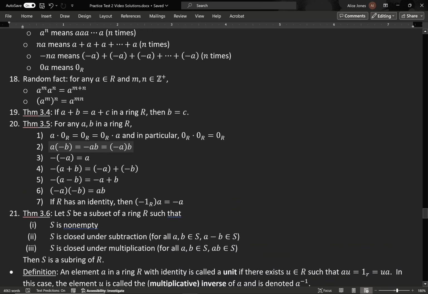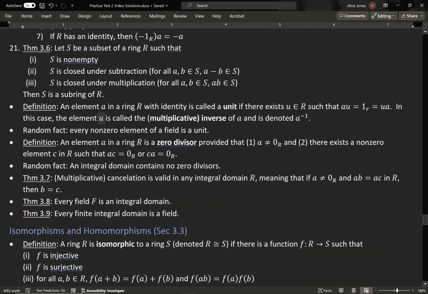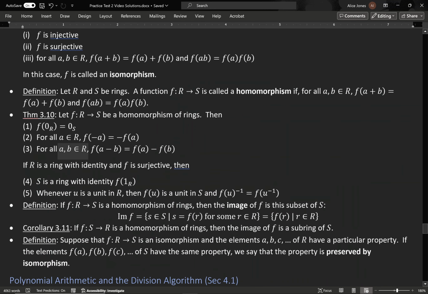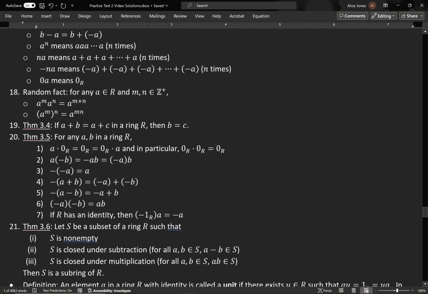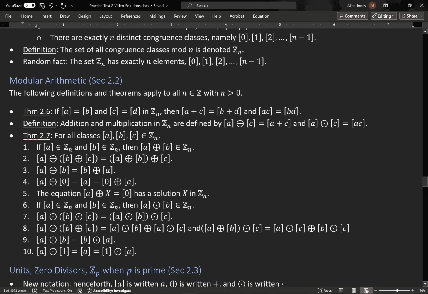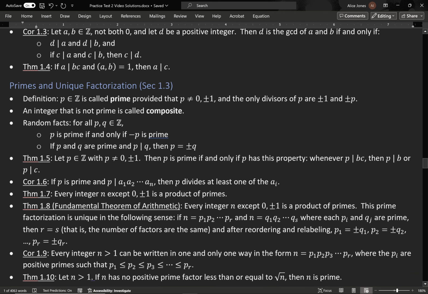Okay, so that 0 part and the 1 getting mapped to 1 part is somewhere around where we defined isomorphisms, right? So yeah, theorem 3.10, 0 gets mapped to 0. And yeah, part 4 as well, 1 gets mapped to 1. So the identity of S is f of 1_R, meaning 1_S equals f of 1_R. So we're going to cite theorem 3.10. That'll give us the first couple parts that we need.